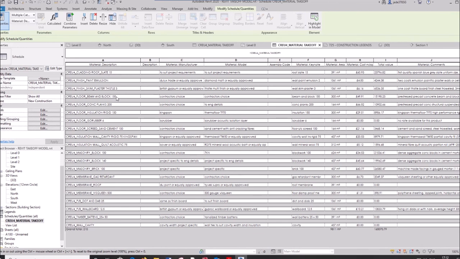we now have beam and block, we now have concrete planks, we now have floor insulation, iso rubber, screed, all of which have rates, all of which have added to the total. So we've now got a figure here to inform the cost plan.